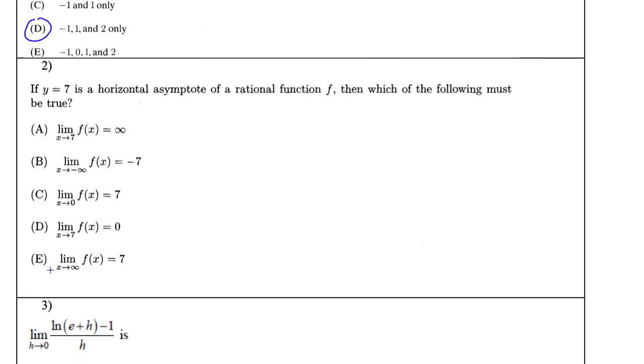If y is a horizontal asymptote, what is the definition of a horizontal asymptote? It's where you take the limit as x approaches infinity. And it can be positive or negative infinity, so both of these are okay, but it needs to equal 7. So that one equals -7, so that's not cool. It's just E. Just a definition problem there.